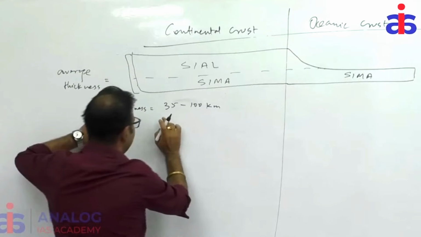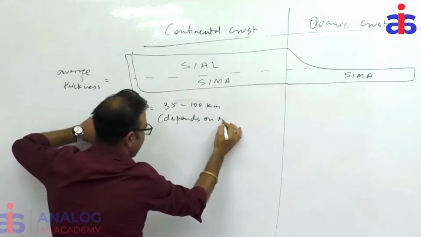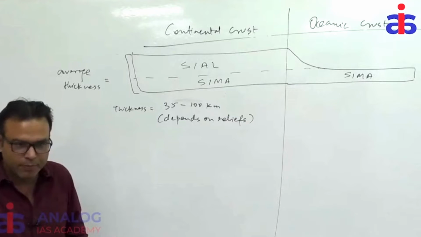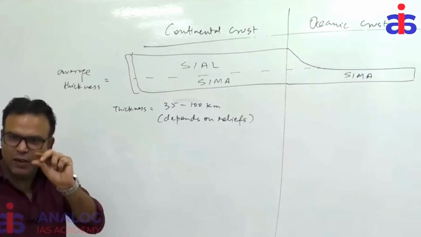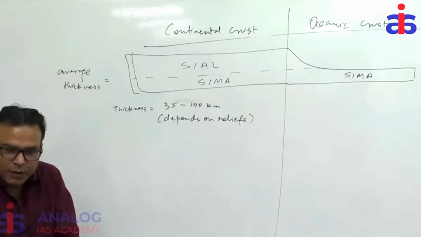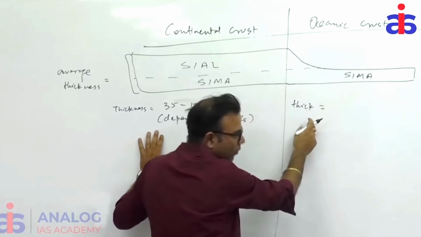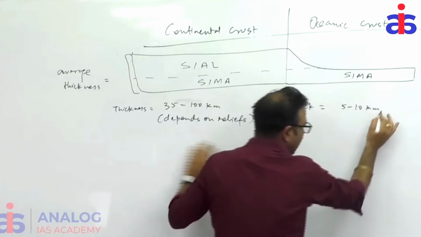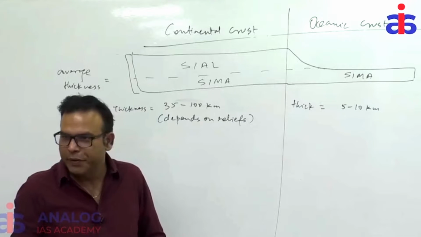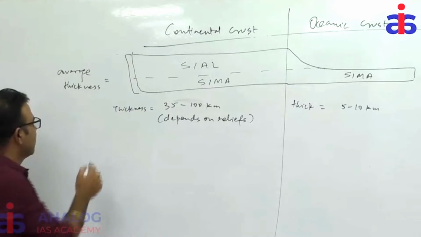Think of thickness depending on the relief. Direct relationship. Higher the relief, higher will be the thickness. If the relief is very small, then the thickness is also smaller. This is the way to conclude. So the oceanic crust is very narrow, around 5 to 10 kilometers only. Oceanic crust remains of very small thickness, 5 to 10 kilometers average thickness. Point 1.